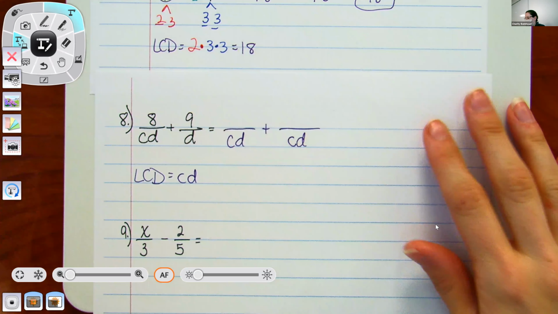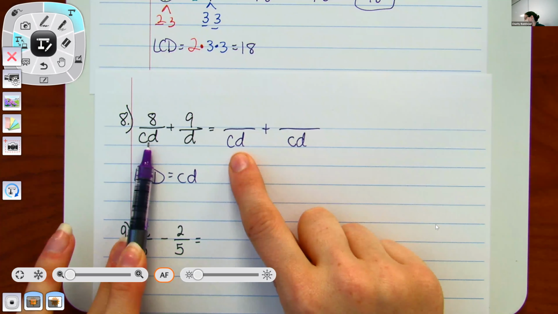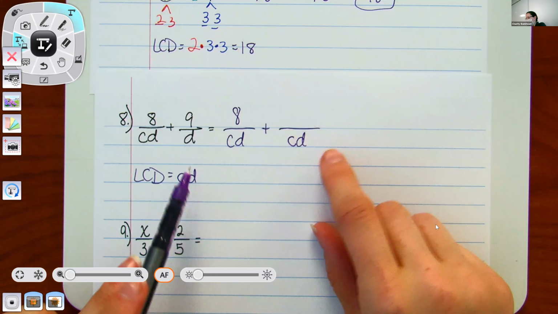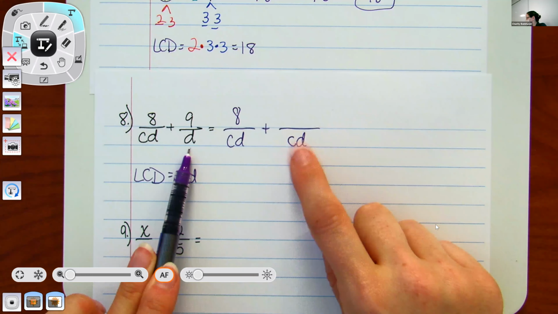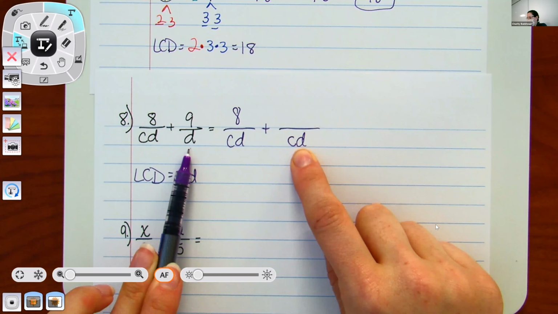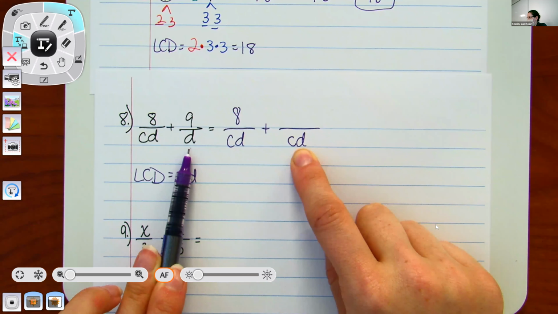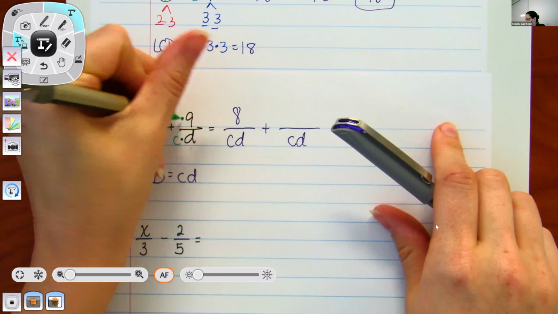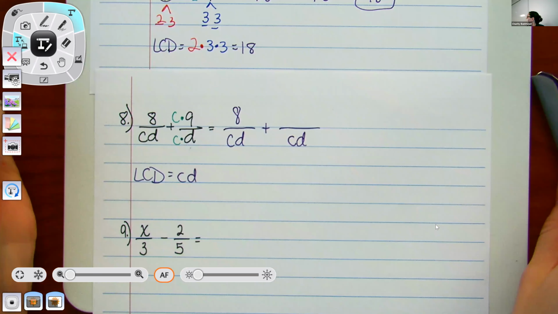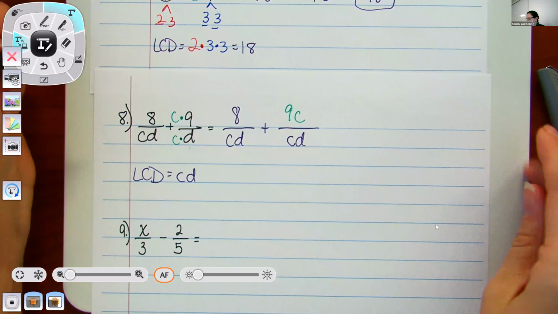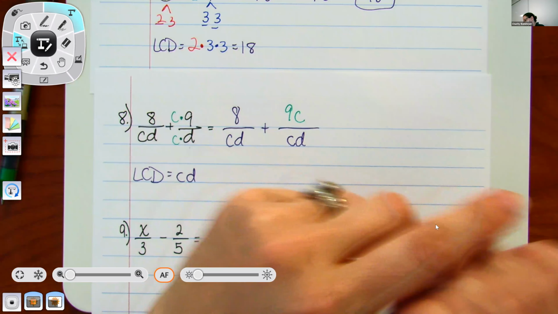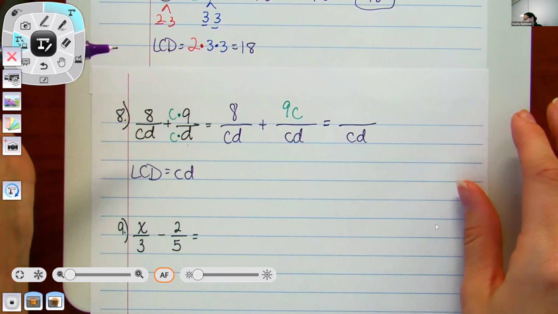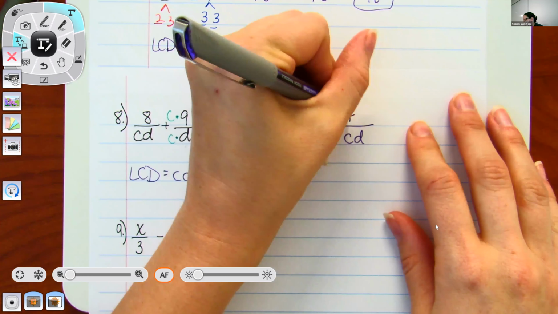So what do I multiply with this to get this? Well, I could say 1, or I could say I don't need to multiply anything because it's already there. And then what do I multiply with this to equal that? What is this missing? C. All right, so I just multiply by C. C times 9, we could just call that 9C. So we just add across the top. Those are not like terms, so we can't combine them. So all we can do is just write down 8 plus 9C all over CD.